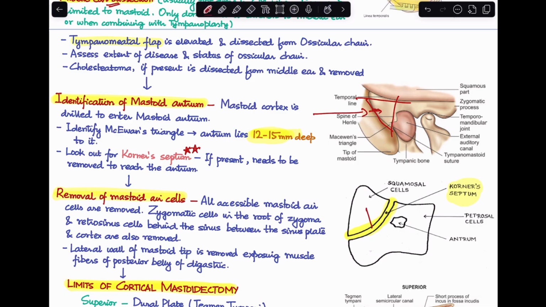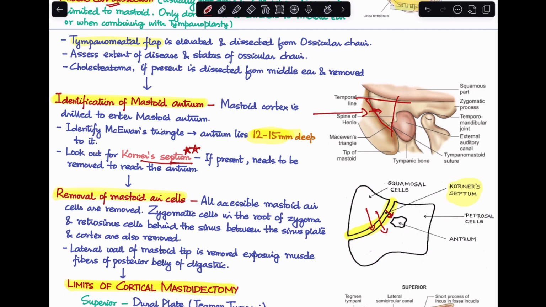once you're using your drill to go through the septum, that's when you end up reaching the antrum. So it is very important to be able to identify the Koerner's septum and remove it to reach the antrum, because sometimes if you have not identified the Koerner's septum and it remains, and you think that you have reached the antrum and cleared out all the disease in the antrum, you'll actually be leaving behind disease and there will be recurrence of the disease in your patient.